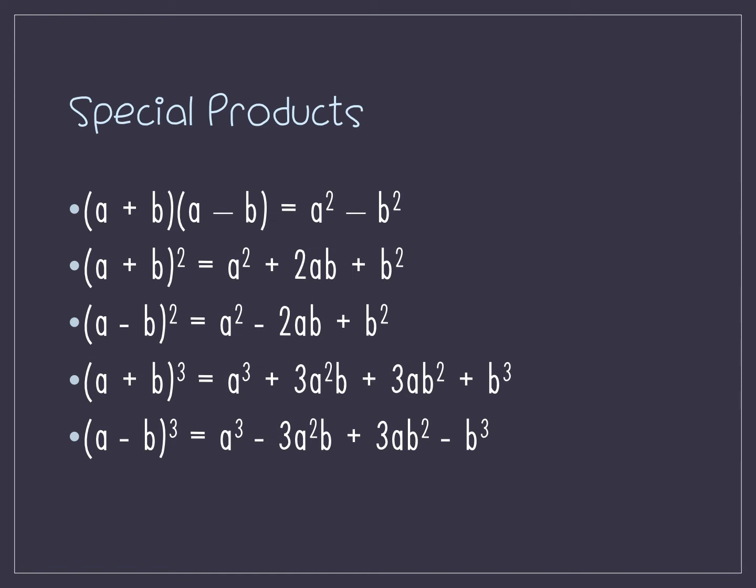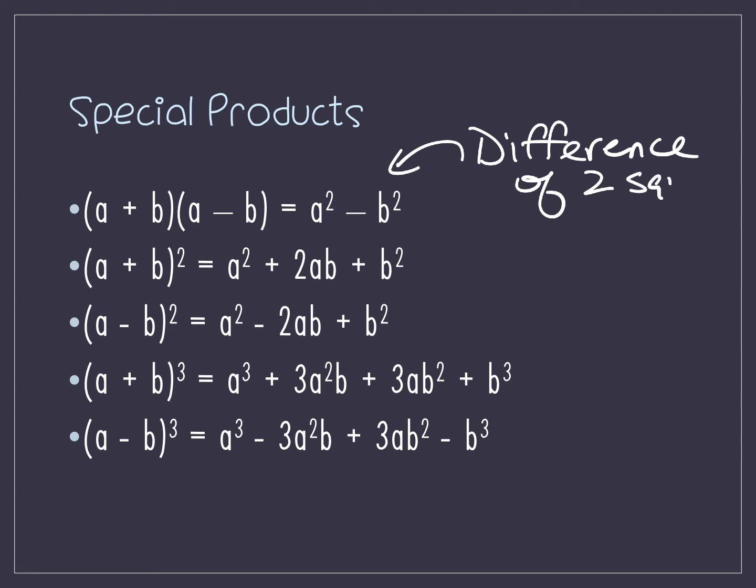Now, the first one, when you multiply the exact same numbers or terms, but one's an addition binomial and one's a subtraction, what results is the difference of two squares. So this product is called the difference of two squares. More specifically, they'll be perfect squares.